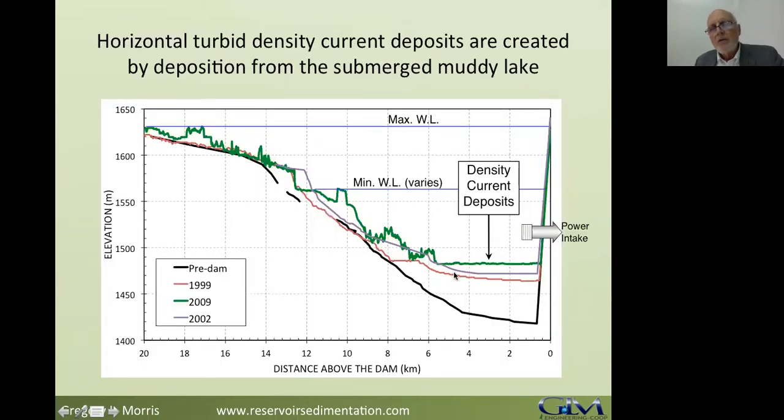This is a reservoir in South America showing the pattern of deposition that you get from density current deposits. Remember, we said that you had a muddy lake that created these horizontal deposits. Notice that the power intake is at a higher elevation, so the density currents are not being released. They're just collecting in the form of a muddy lake. And we have accumulated here more than 50 meters of sediment.